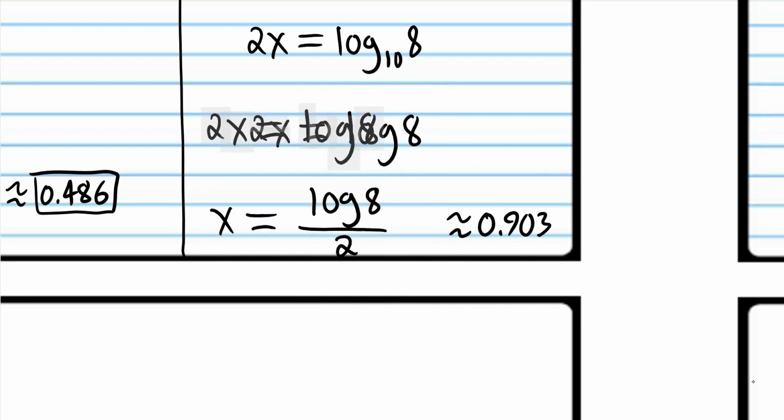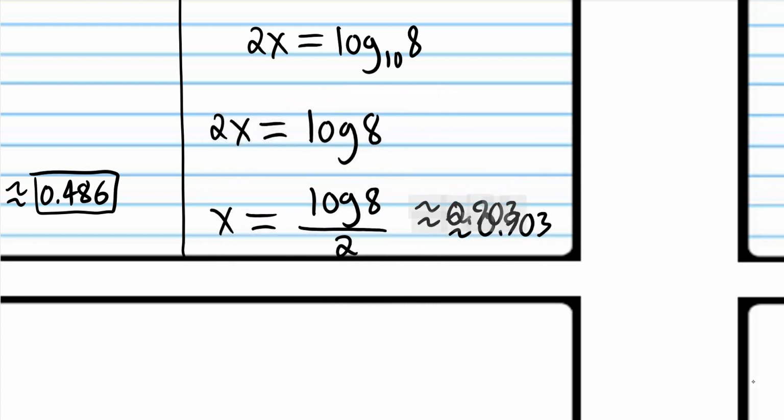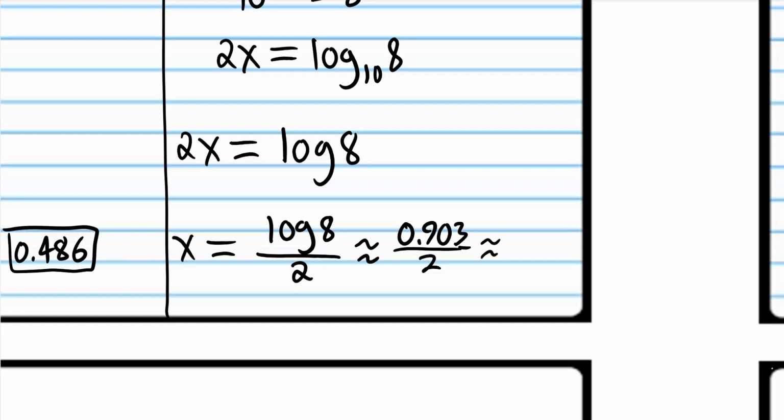So I'm going to move this over. Then we have to divide that by 2. So divided by 2 equals, and then we get our final answer. So 0.452. Remember, they tell us to round to the nearest thousandth.